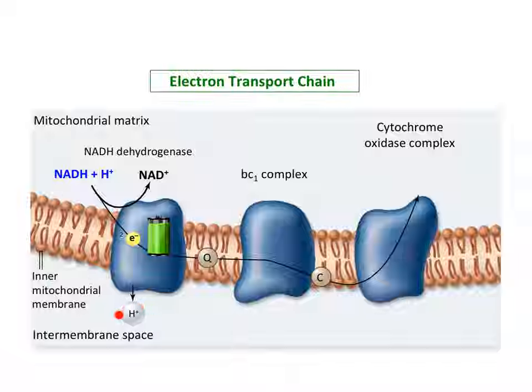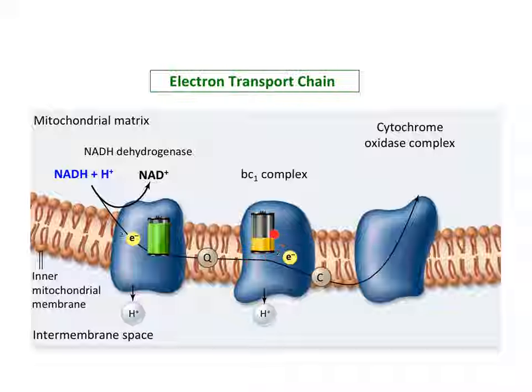So a hydrogen atom is just an atom made of one proton and one electron. So once you take the electron, all you have left is the proton. So the energy here has been used to pump this proton against its gradient. So there's high concentration of protons here and low concentration in the matrix. Once the electrons are used by the first protein, they're given to a transferring carrier protein that takes them to the next one, the next proton pump.